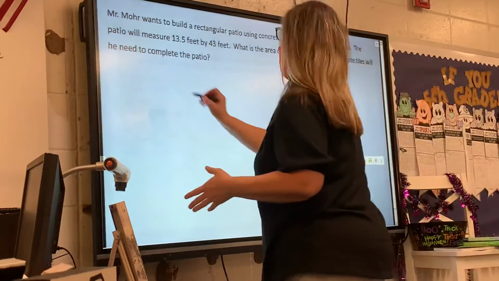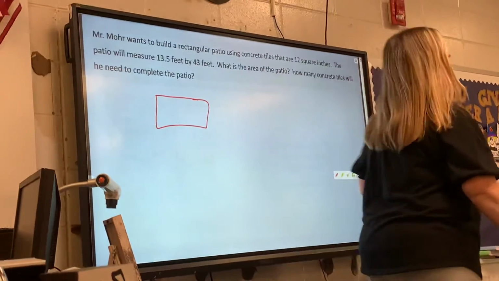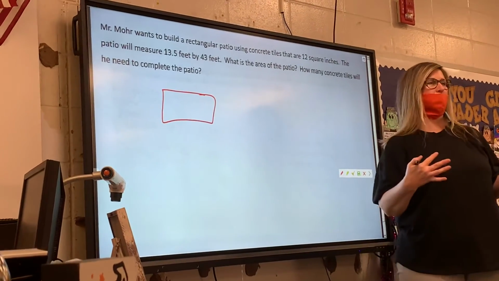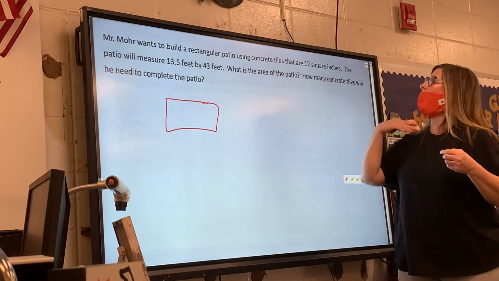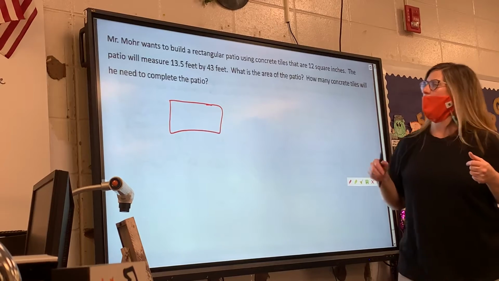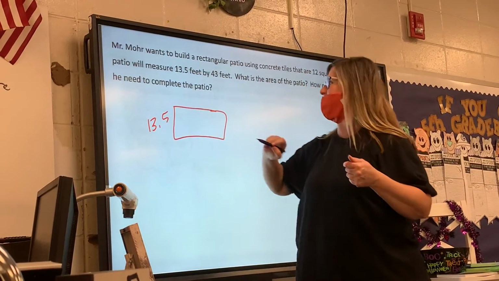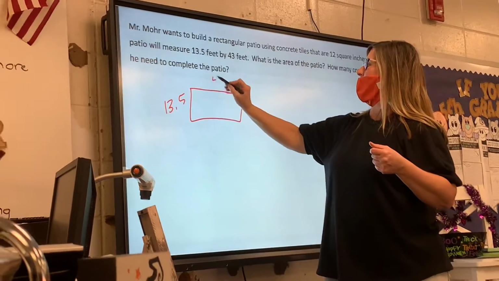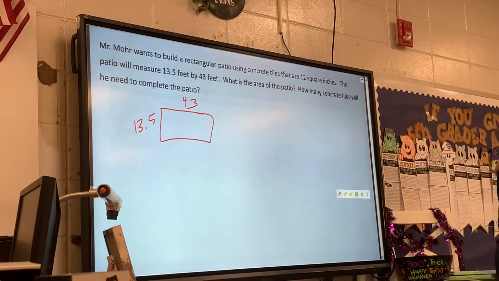A rectangular shaped patio. Do you agree with that? Okay, so he wants to build it. What are the dimensions of this patio he wants to build? Tell me one. Kamaria. 13 and 5/10. 13 and 5/10 by what? By 43. Okay, so in this situation, I need to find the what?